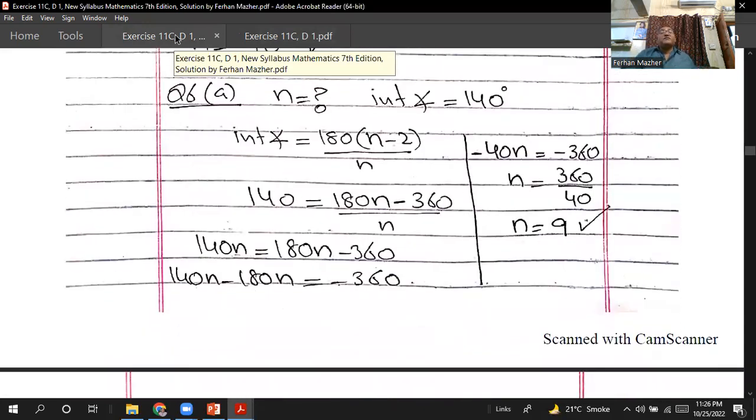Very simple, straightforward question. He says that n is the question, the number of sides, when the internal angle is equal to 140. You know the formula for the internal angle is 180 times (n minus 2), divided by n. So the internal angle is 140, so it will be equal to (180n minus 360) divided by n. Cross multiply, so it will be 140n equals 180n minus 360. Bring the n terms on the same side. So I will have 140n minus 180n equals minus 360. So minus 40n will be equal to minus 360. Minus minus will cancel with each other. So n will be equal to 360 divided by 40. So n will be equal to 9.